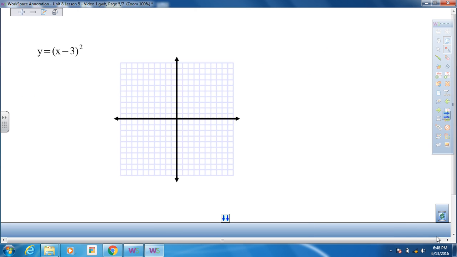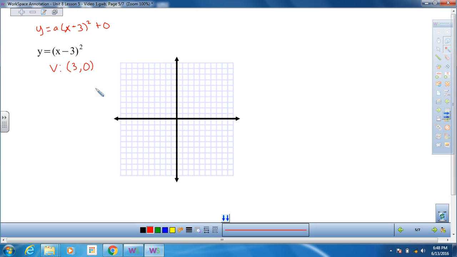Okay. Alright, let's look at this one. So y equals x minus 3 squared. Alright, well here's my vertex form. X plus 0. I don't have anything added or subtracted. So my vertex, remember, opposite of what's inside parentheses, so positive 3, and then what's added or subtracted, which in this case is just 0.